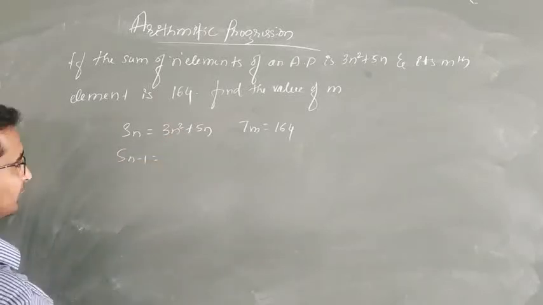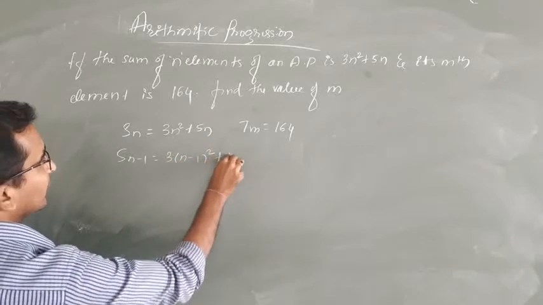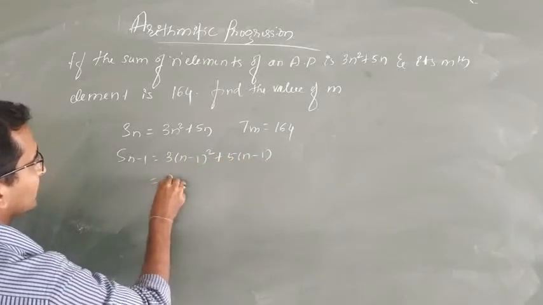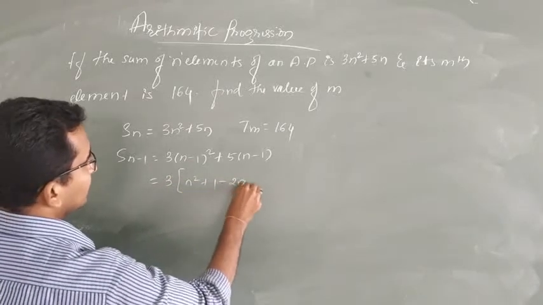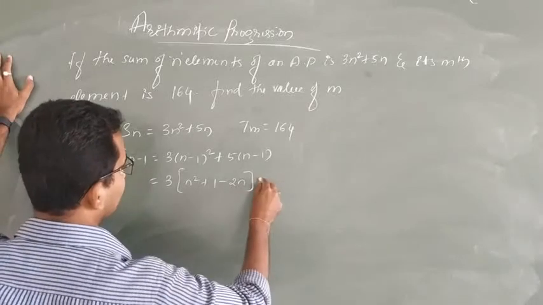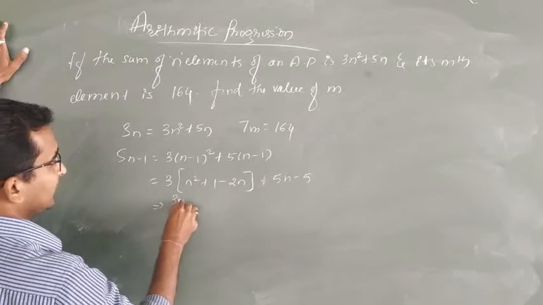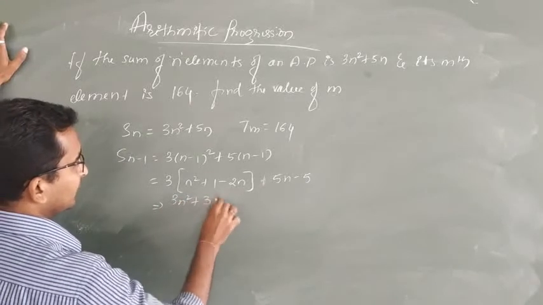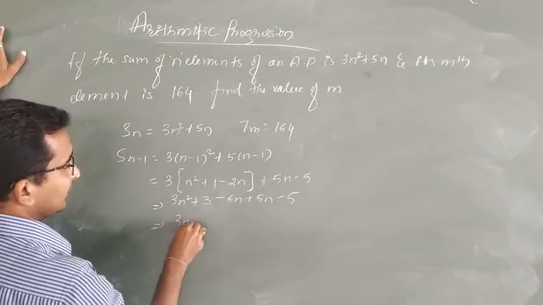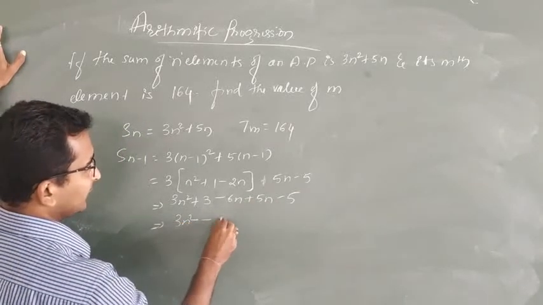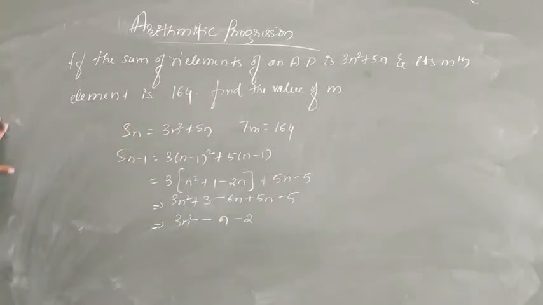So first we have to find its previous sum, Sn minus 1. In place of n, substitute n minus 1, that is 3 into n minus 1 whole square plus 5 into n minus 1. So we have to solve this one. 3 into n square plus 1 minus 2n, plus 5n minus 5. Okay. This is 3n square plus 3 minus 6n plus 5n minus 5, that is 3n square minus n minus 2. This is Sn minus 1.